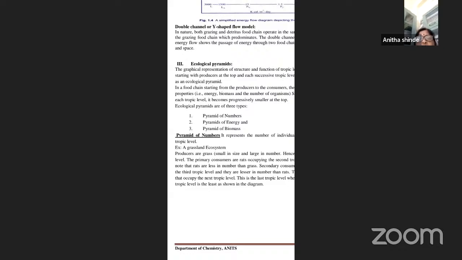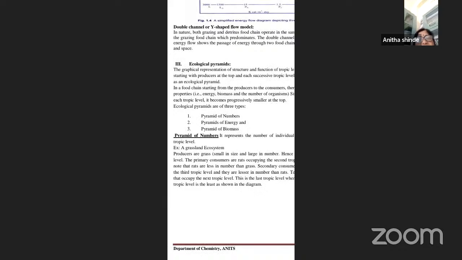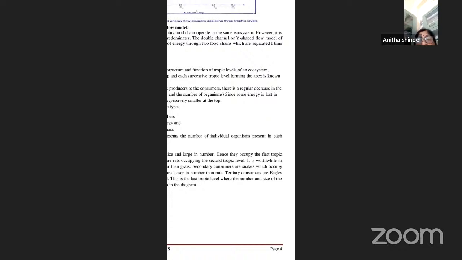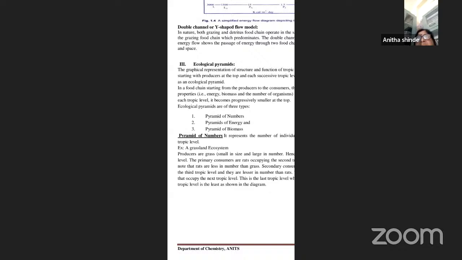The next are the primary consumers. What are primary consumers? They are the rats. They occupy the second trophic level. Definitely the rats will be less in number than the grass. Then followed by secondary consumers, which are the snakes. The snakes occupy the third trophic level, and again they are very much less than the rats. Next are tertiary consumers, which are eagles. They occupy the last trophic level, where the number and the size is the least. That is what this indicates: a pyramid of number.